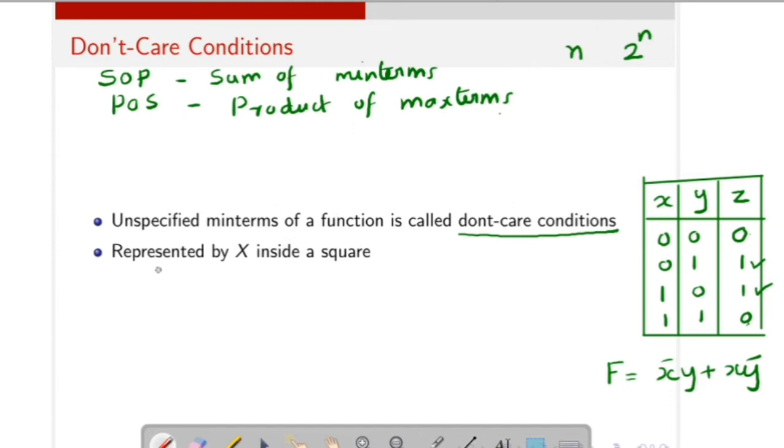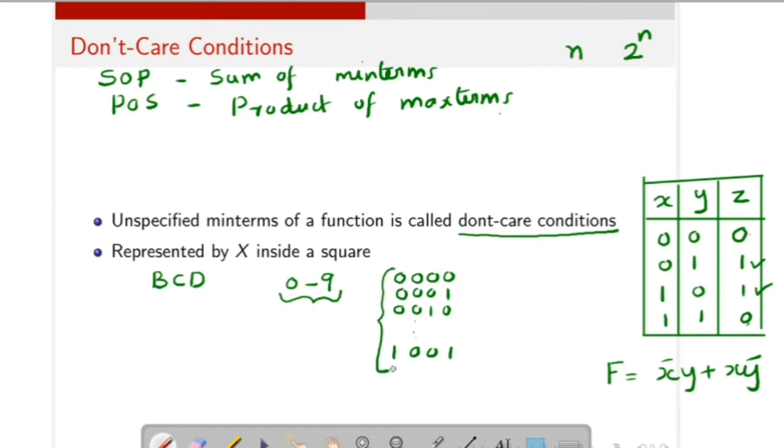For example, in the case of a BCD, you know what is a binary coded decimal? Binary coded decimal means it is a 4-bit equivalent of the decimal numbers 0 to 9. So we can represent it as 0000, 0001, 0010, etc., up to 1001. To represent the 0 to 9 decimal digits, we need a 4-bit binary number, that is 0000 to 1001.